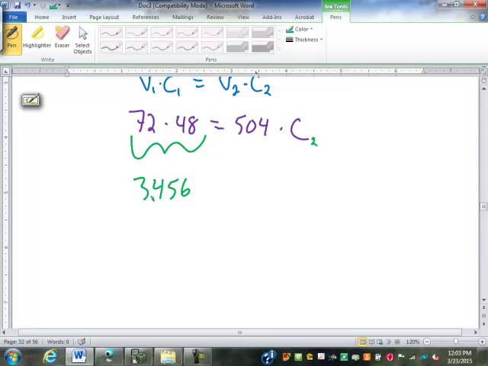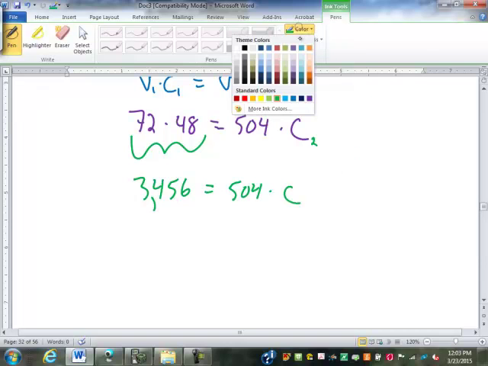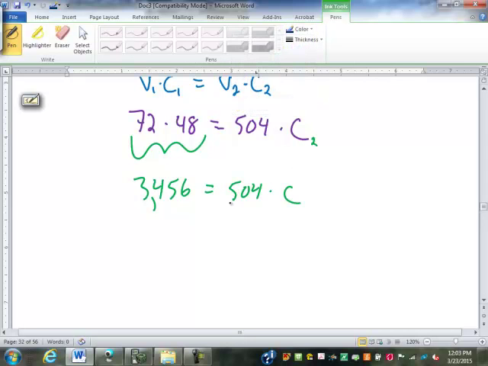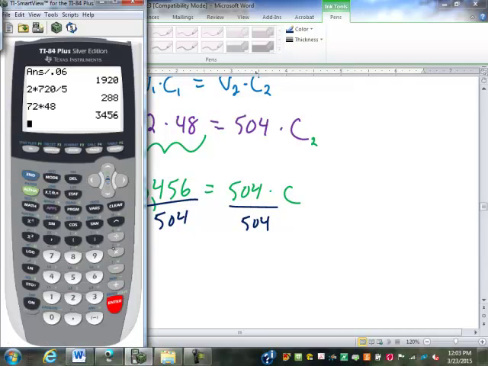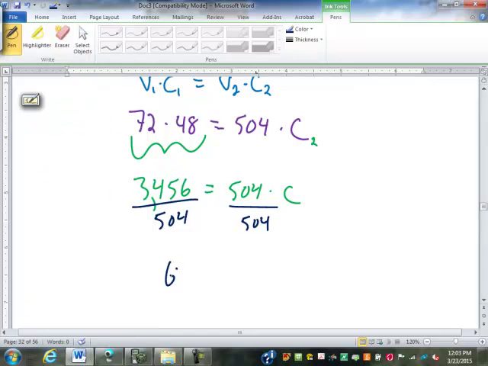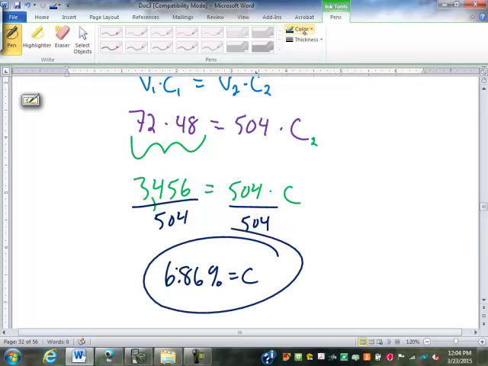3,456 equals 504 times C. We're going to divide by the 504. So 3456 divided by 504 is 6.86%, our new concentration. Any questions so far?